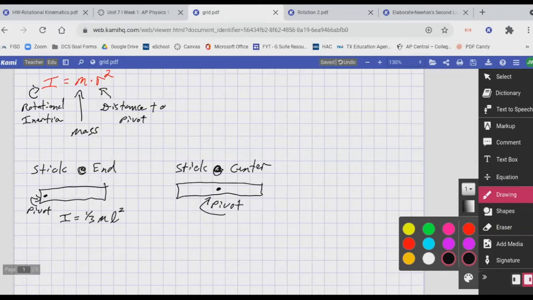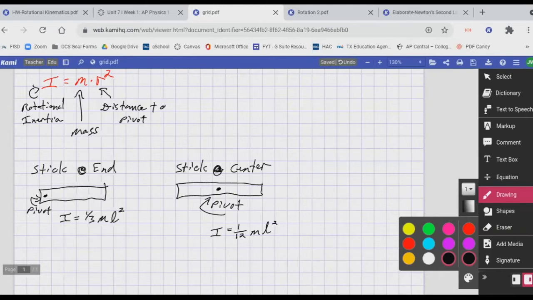Now from the center, the mass distribution is better. It's closer to the center than it was in the beginning. So if the mass distribution is closer to the center, that means our calculation for the rotational inertia should be less. It's got to get smaller. Already we were doing 1/3 ml squared. And if this is going to get smaller, that means we're going to have another fraction. So here it's going to be I equals 1/12 ml squared. I know, it's confusing, it sucks.